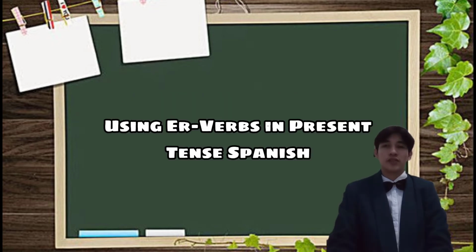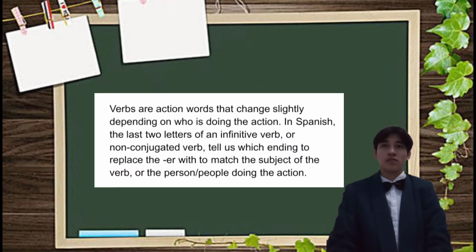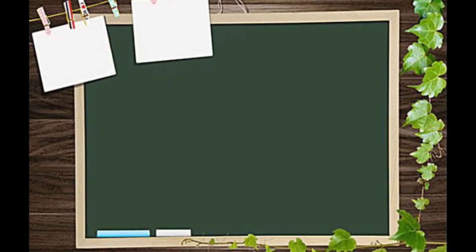Using ER verbs in the present tense: in Spanish, verbs are action words that change slightly depending on who is doing the action. The last two letters of the infinitive verb, or non-conjugated verb, tell us which ending to replace the ER with, to match the subject of the verb, or the person doing the action.